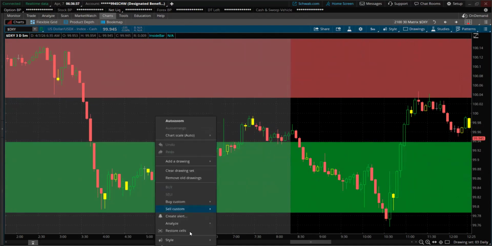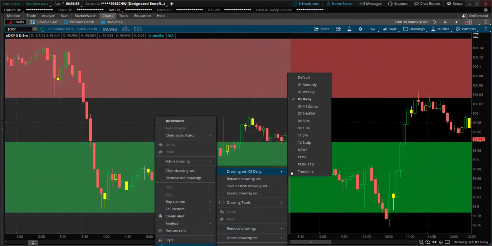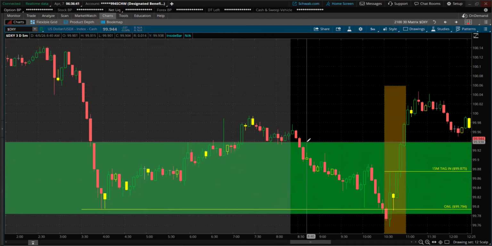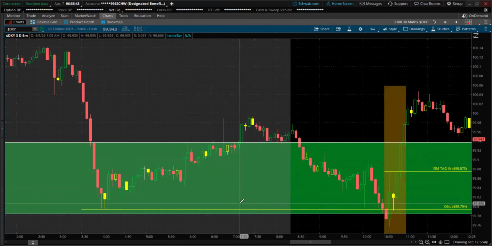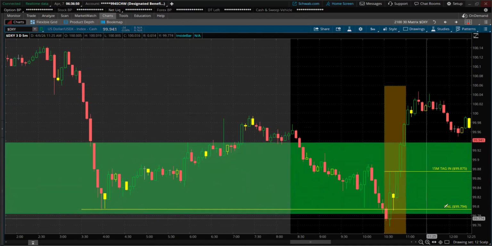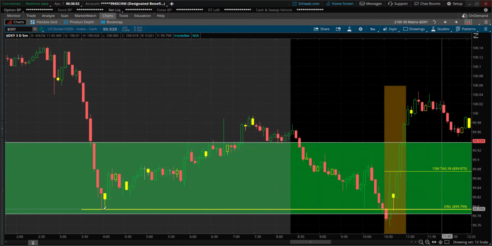Let me load up the drawings for my 1 minute from yesterday. Yep. So again, I told you this was the overnight low, this yellow area in the yellow line. ONL, for me, I abbreviate overnight low. Yep.